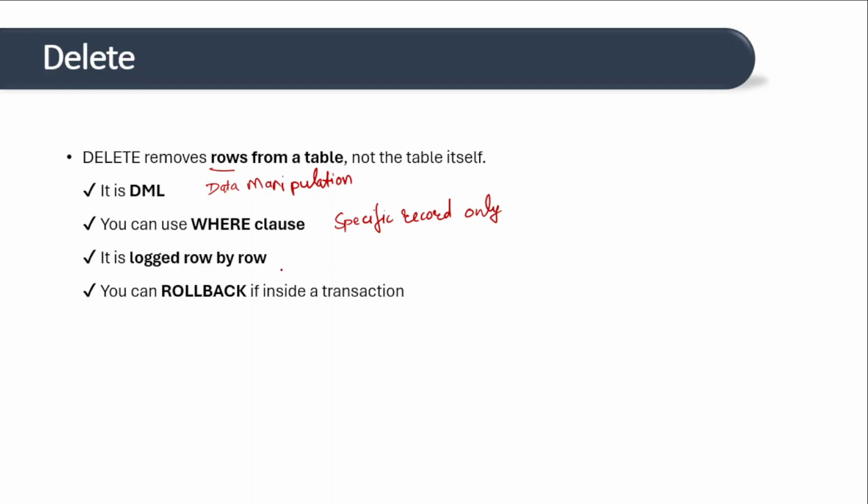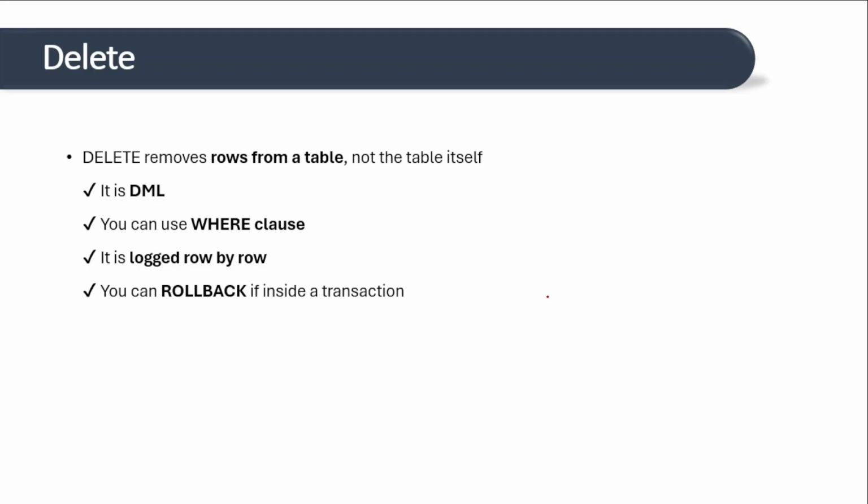record only. Next, it is logged row by row, meaning that each deleted row is fully logged in the transaction log, and because of this row by row logging, delete is slower than truncate. And the most important benefit is delete can be rolled back if it is executed inside a transaction. That is why in real production systems, delete is preferred when controlled and recoverable data removal is required.